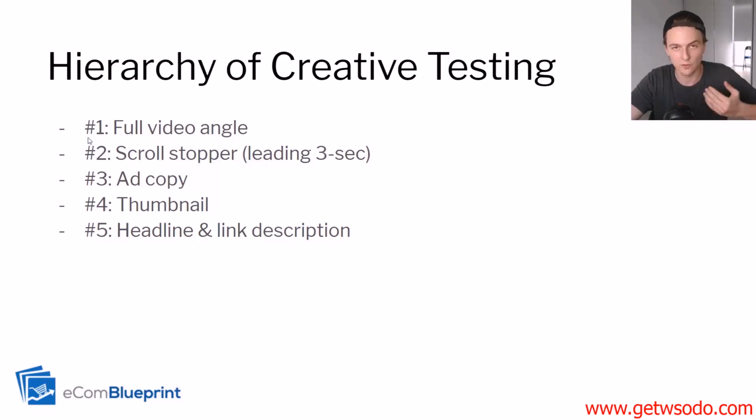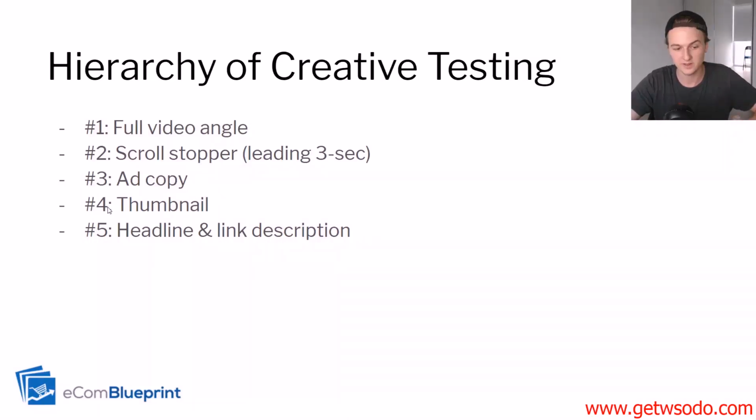Now, if you don't have a full new video angle, the second best thing you can do to see a really big impact in your creative sandbox is Scroll Stopper, the leading 3-second clip that you use for your video. Changing this makes all the difference because it grabs people's attention, and people that would have just kept scrolling past your ad might watch the whole thing now. And so Scroll Stopper is the second most important to test. Number 3 is ad copy. This means your ad text, that's what copy means. Ad copy is number 3, especially the first line of your ad copy. That grabs people's attention. It makes a big difference changing it up.